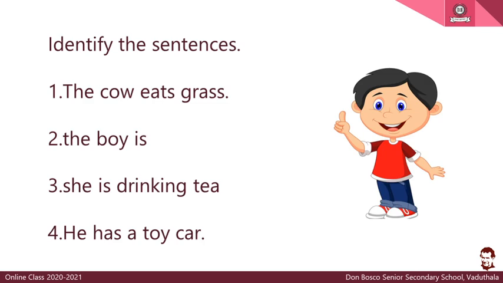The cow eats grass. Yes, we understood, isn't it? There is a complete sense. Now, the second step, capital letter in the beginning. Yes, T is written in capital and a full stop at the end. So the first one is a complete sentence. So please put a tick mark. If it is a sentence, you just put a tick mark like this.